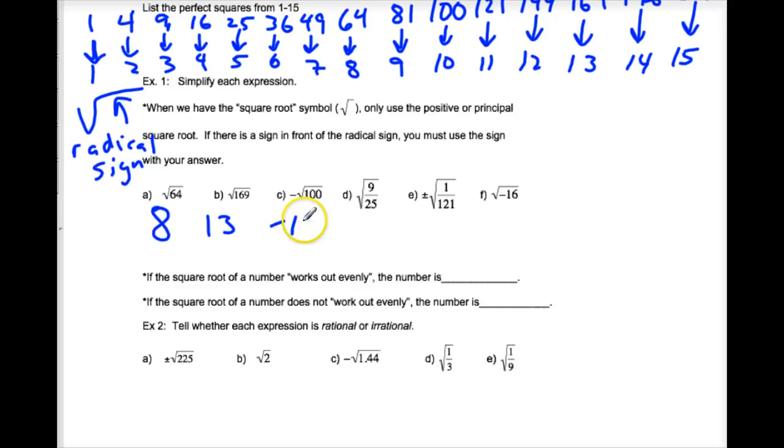Why are we going to put a negative sign in front of it? Because there's a negative outside of the radical. What's the square root of 9/25? 3/5. Nico, did you do that in your head or did you cheat? I cheated. Don't cheat. Use your brain.